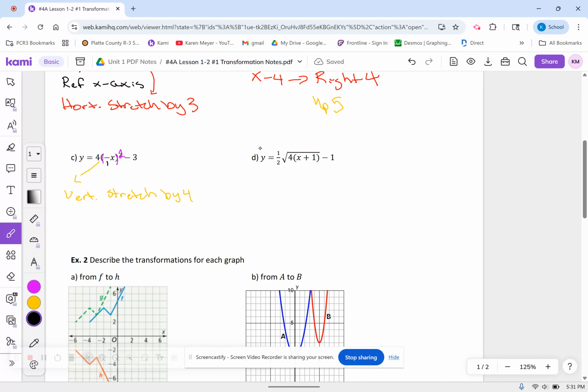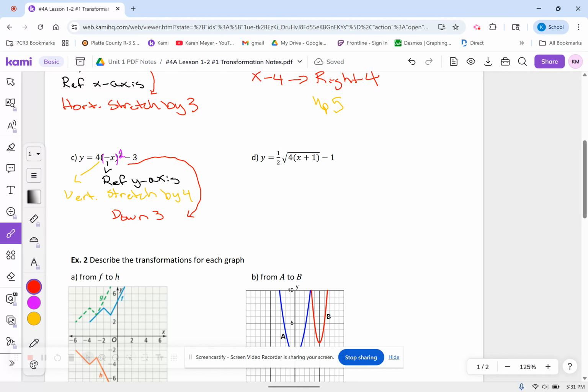Then you're going to notice that we have this negative that's on the inside of the function because it's inside the parentheses. And if you have a negative that is inside the parentheses or inside the function, that is reflection on the y-axis. And the last thing I have here is this minus 3. Anything at the end is up or down, and up or down is exactly how it looks, so I would say down 3. So this one had 3 answers.